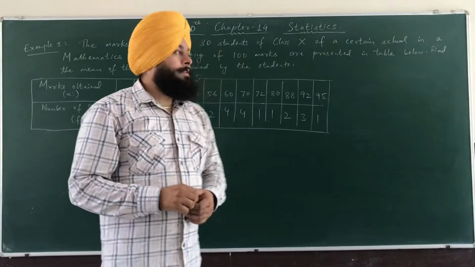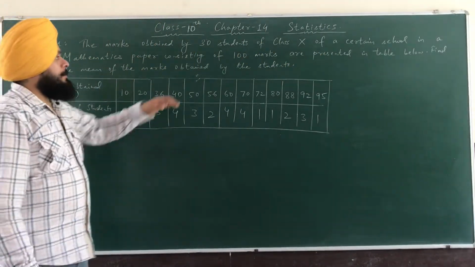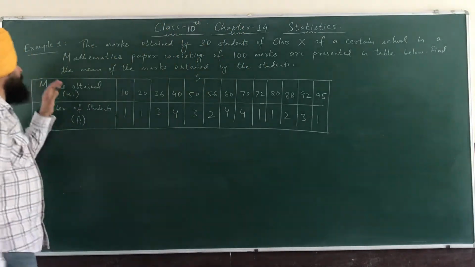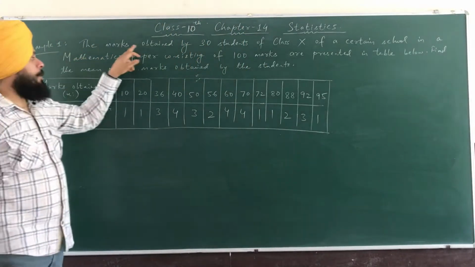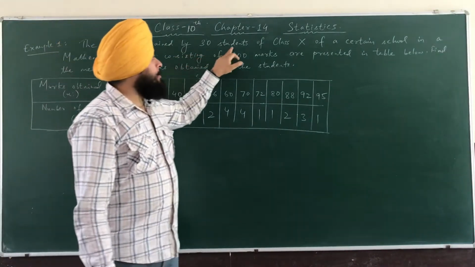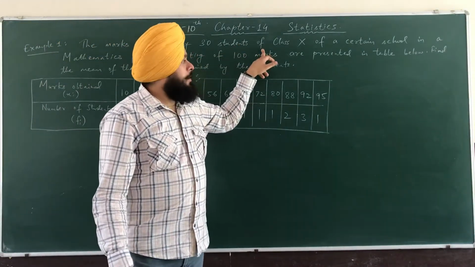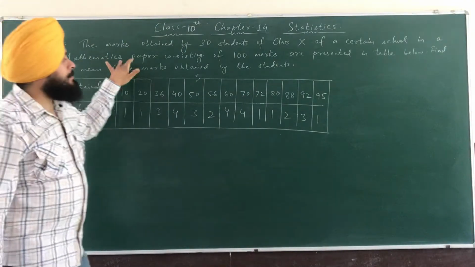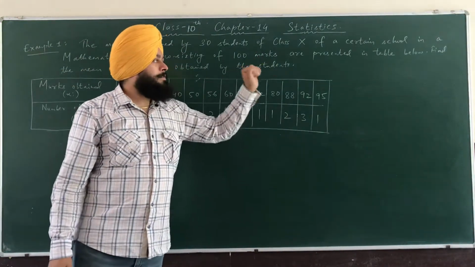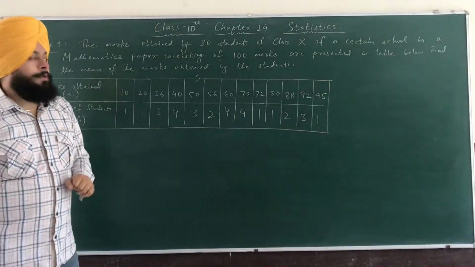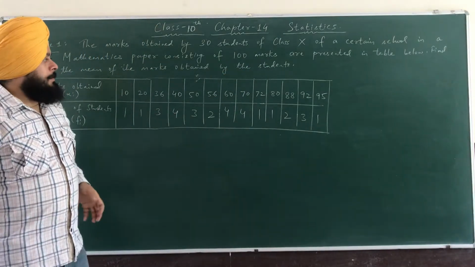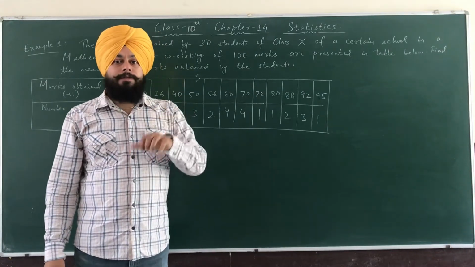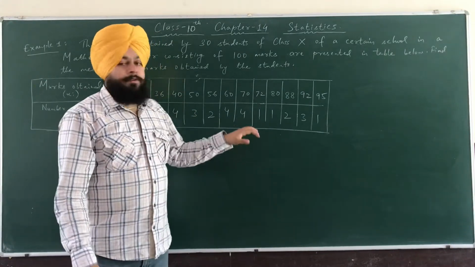Today we will start with examples of our chapter number 14, statistics. Your first example, number 1: the marks obtained by 30 students of class 10 of a certain school in a mathematics paper consisting of 100 marks are presented in the table below. So what is given here? The marks of 30 students in a mathematics paper out of 100 marks are given.